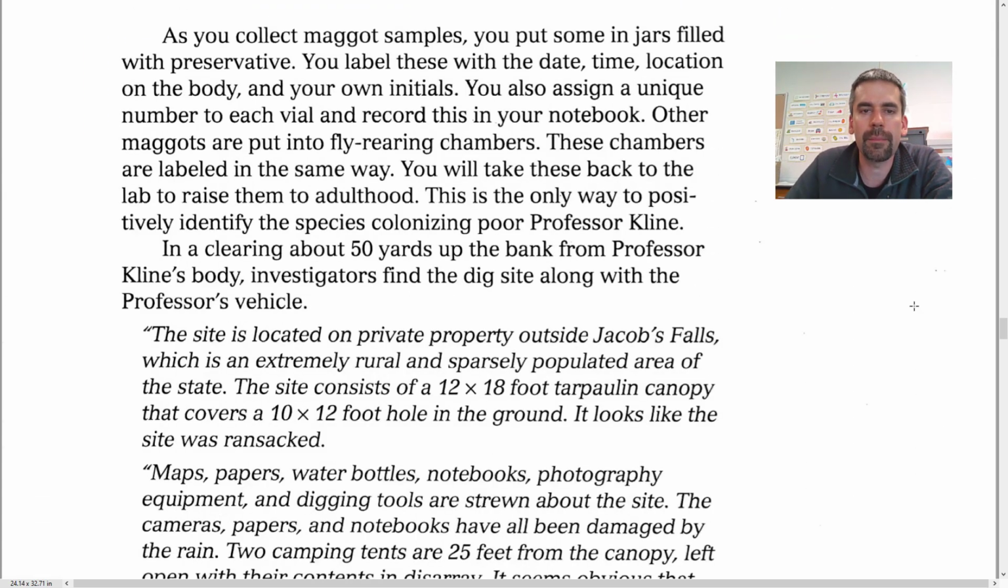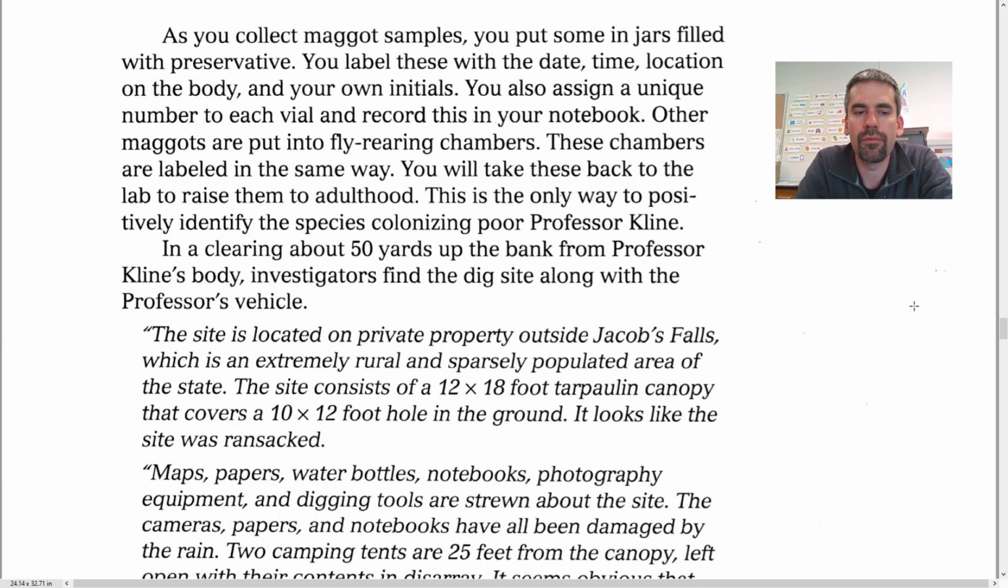As you collect maggot samples, you put some in jars filled with preservatives. You label these with the date, time, location on the body, and your own initials. You also assign a unique number to each vial and record this in your notebook. Other maggots are put into fly-rearing chambers. These chambers are labeled in the same way. You will take these back to the lab to raise them to adulthood. This is the only way to positively identify the species colonizing poor Professor Klein.